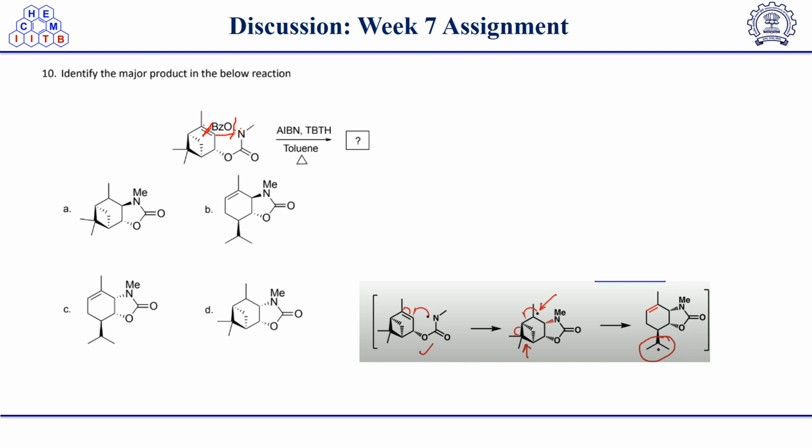And in the next step, this bond will be cleaved, so one radical will be here and one radical here, because this is a four-membered ring, so it is considerably unstable. Now these two radicals will combine to give an alkene here, and this radical will be quenched by the hydrogen radical from this tributyltin hydride. So this will be the product. Option C will be the product in this reaction.